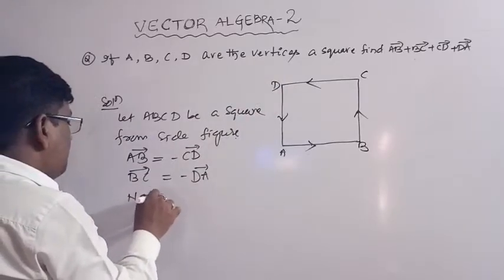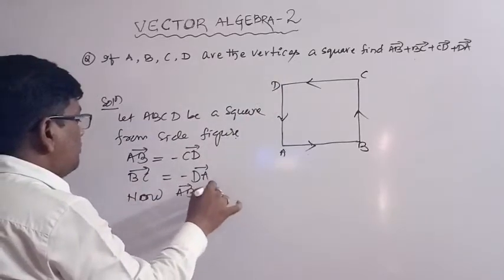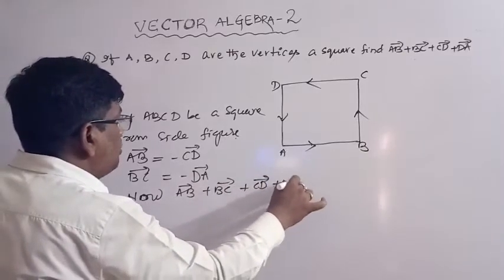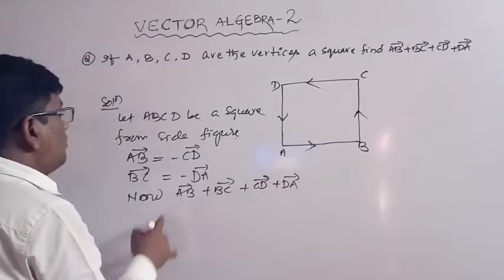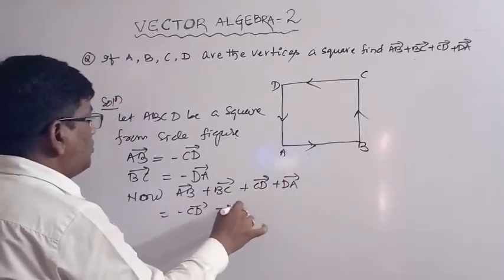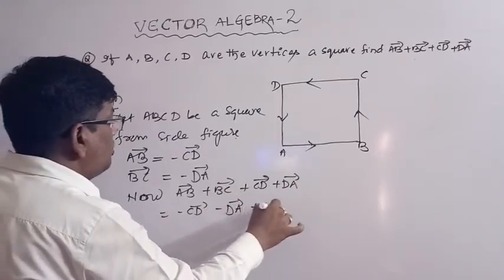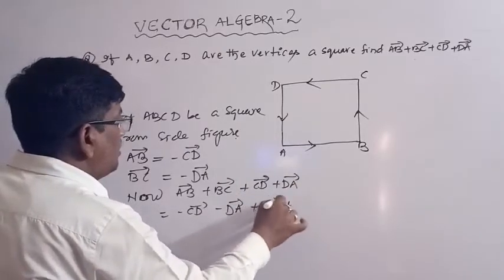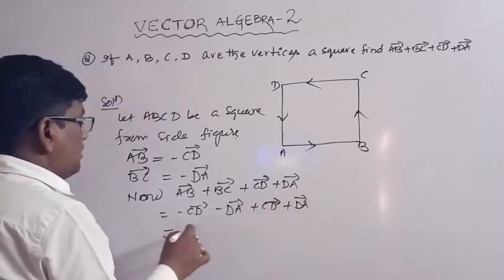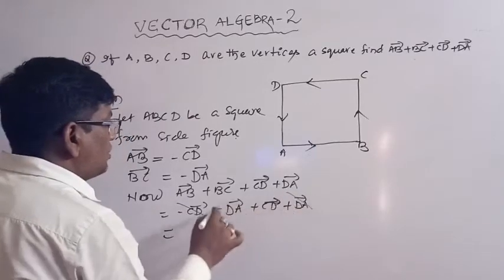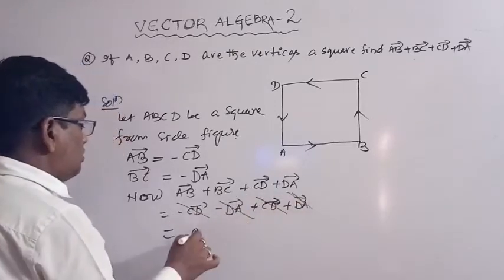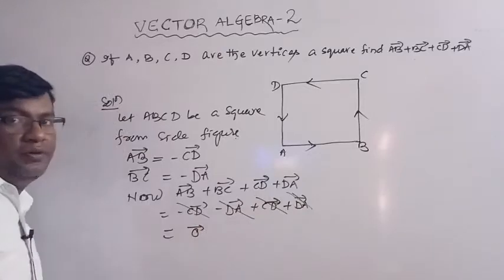Now AB plus BC plus CD plus DA. AB is equal to minus CD, and BC is equal to minus DA, and this is CD vector, and this is DA vector. So this cancels, this cancels, DA cancels and CD cancels. So this is the zero vector.